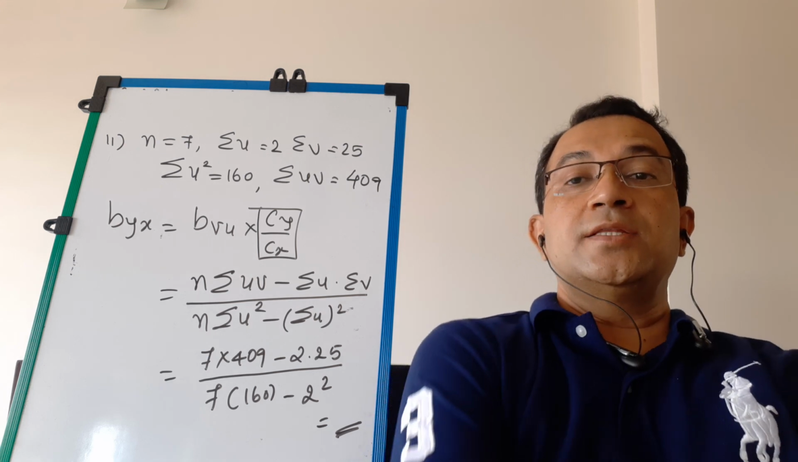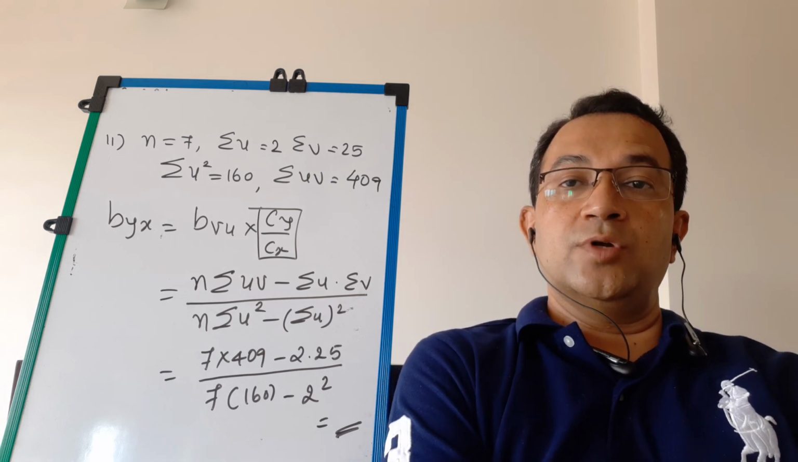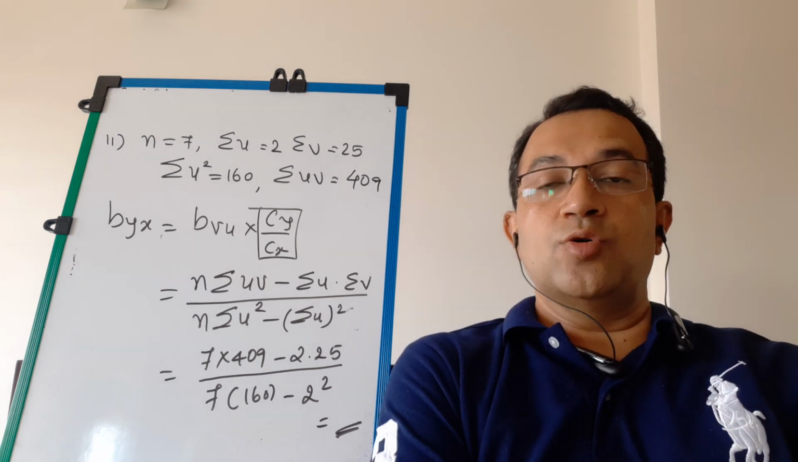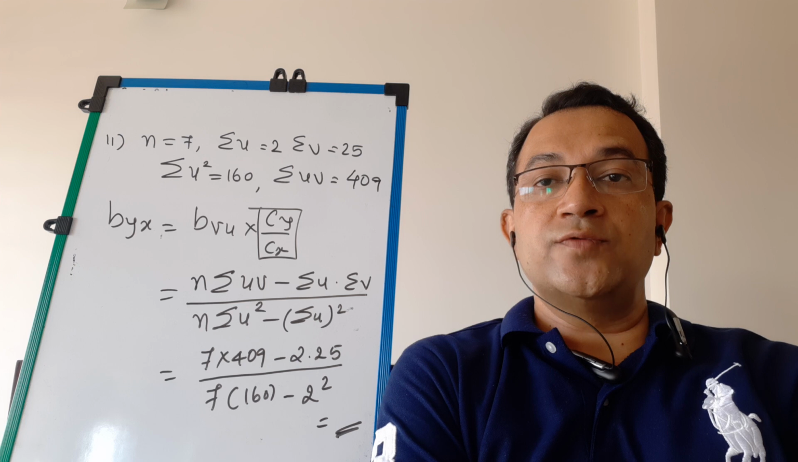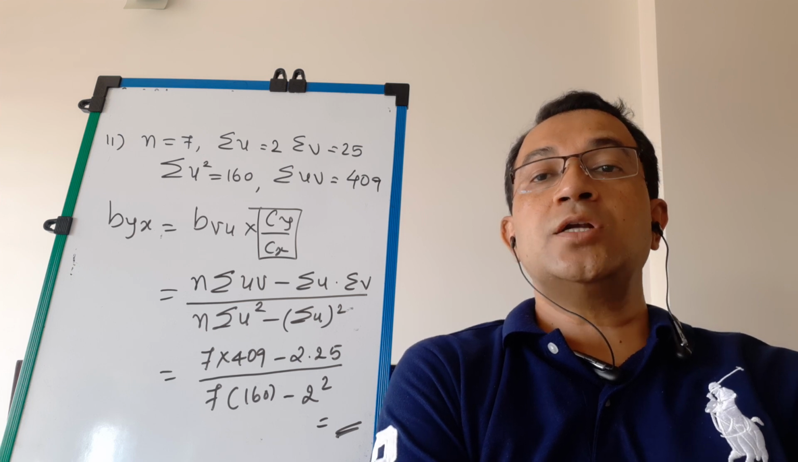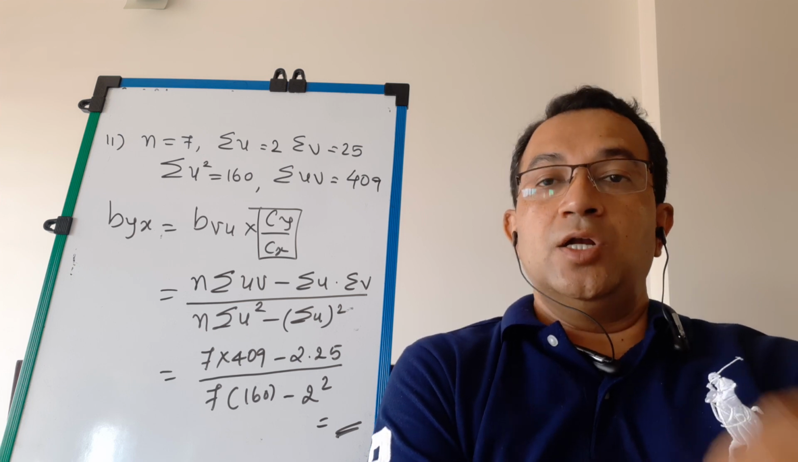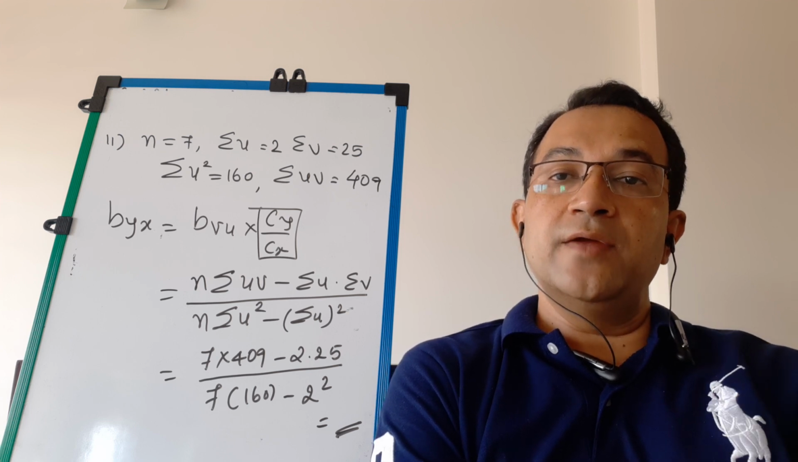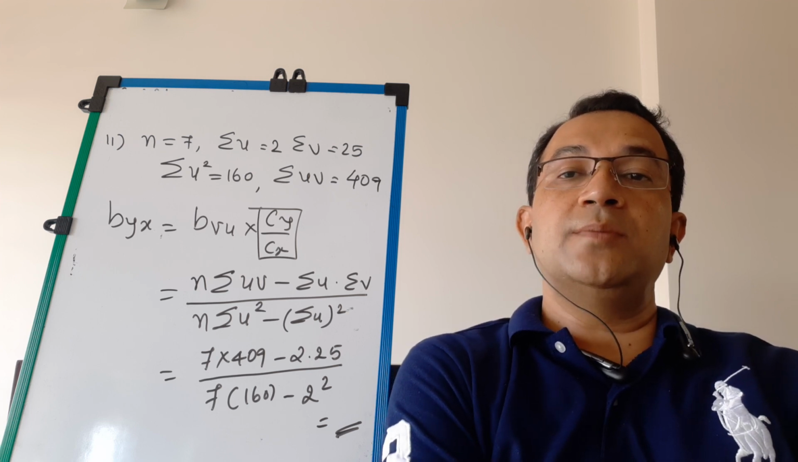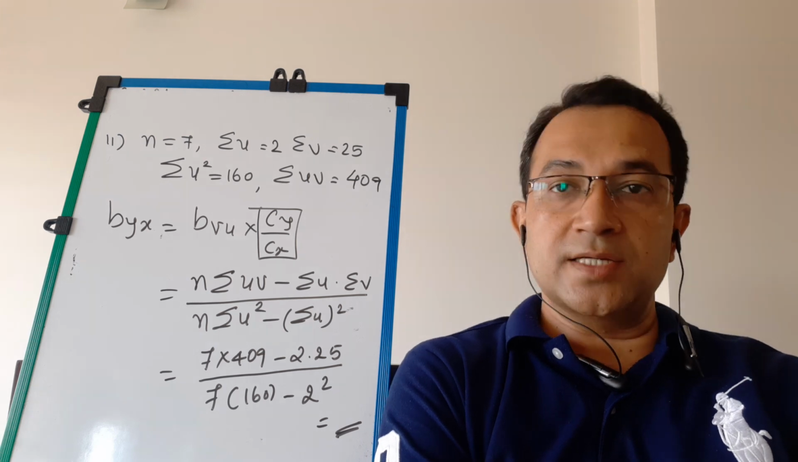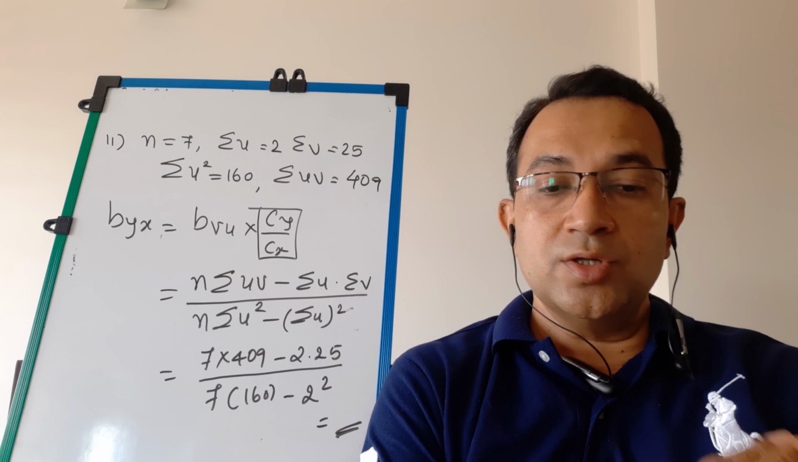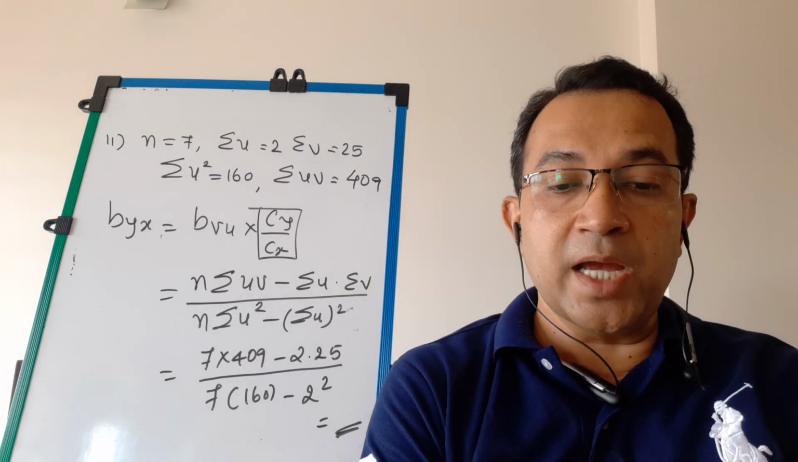And reiterating the revision of shortcut method formula, students, regression coefficient b is only independent of change of origin but not scale. Not scale transformation means we cannot divide. Still, if we divide, we compensate by multiplying by cy by cx. So I have explained this 5 times, students. Now you should easily memorize.